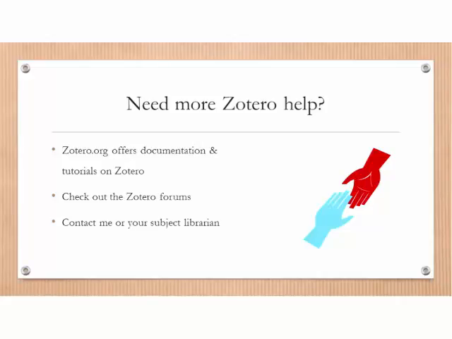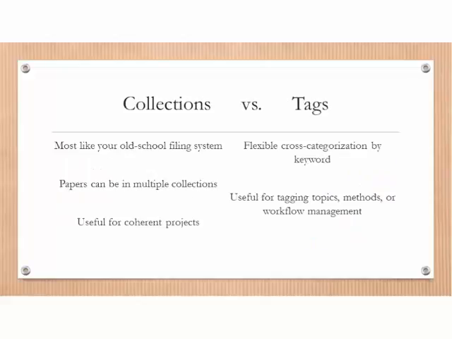If you need more Zotero help, there are lots of ways to get help. Zotero.org offers a lot of documentation and really useful tutorials on Zotero. I have used Zotero a lot, and I teach about Zotero, but I am not a complete Zotero expert. So I go through and use these documents and tutorials all the time. There's really interesting discussion going on in the Zotero forums about new features, how to sort of take advantage of some of the little-known features. So if you really want to become an expert, you can go into there. And you can always contact me or your subject librarian if you have Zotero questions.